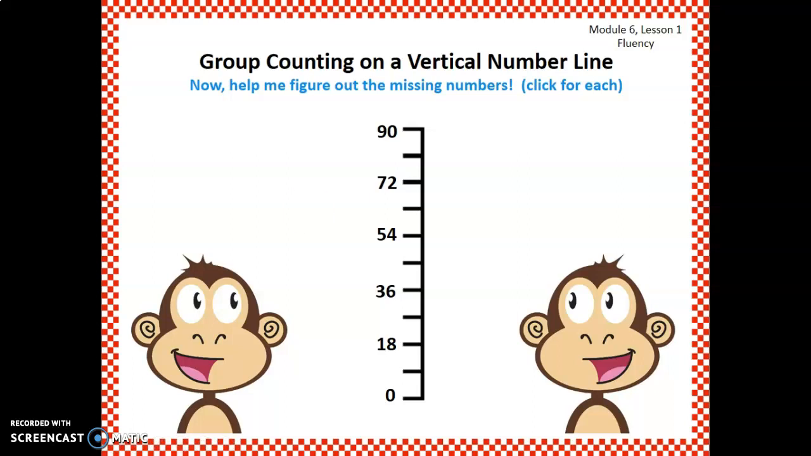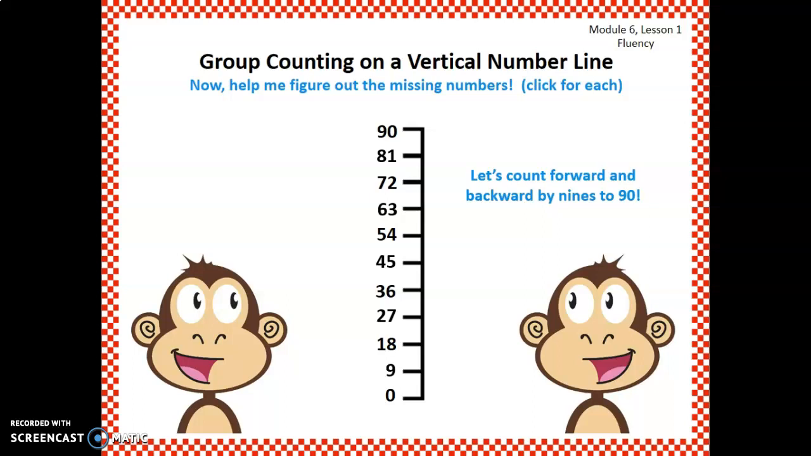Okay, I think this one's going to be counting by, what do you think? Let's see if you're right. 9s, 9, 18. What's next? 27, 36, 45, 54. What's next? 63, 72. And next is 81. How many of you got that one? And then 90.